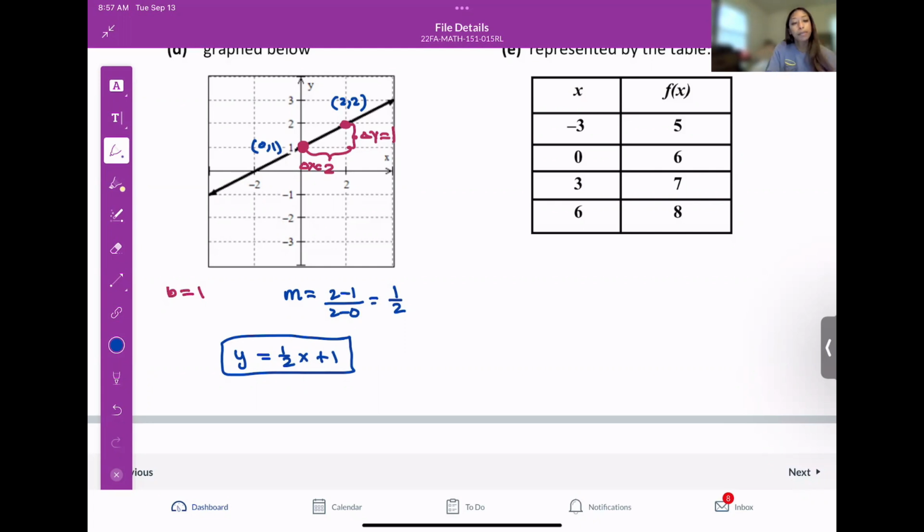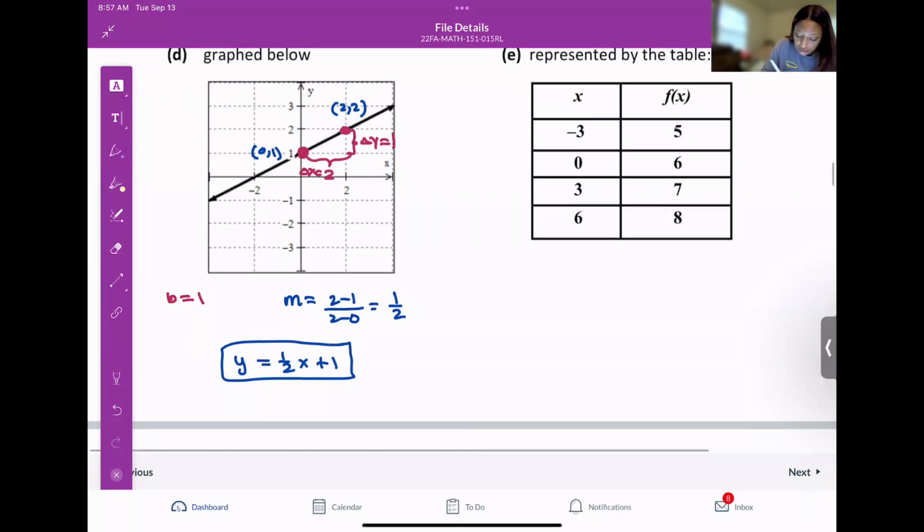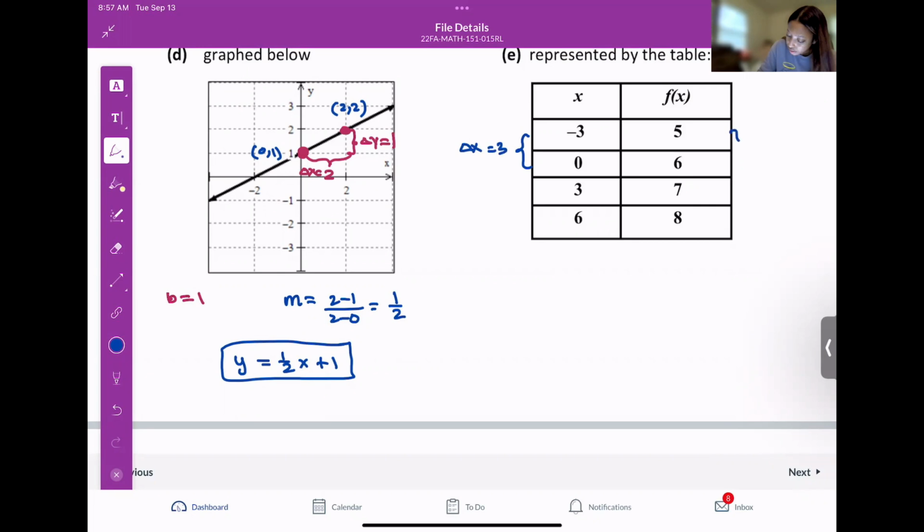All right, and then on to part E. We can use the table and look at the change in the x's versus the change in the y's to quickly compute the slope. So here, delta x goes from -3 to 0. So delta x is 3. The y's are 5 to 1. Delta y is 1. For the next one, 5 to 6 is 1. 6 to 7 is 1 for delta y. 7 to 8, 1 for delta y.